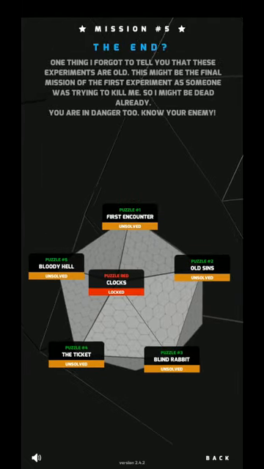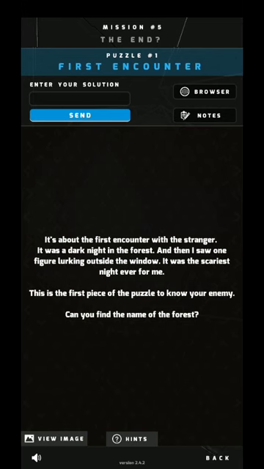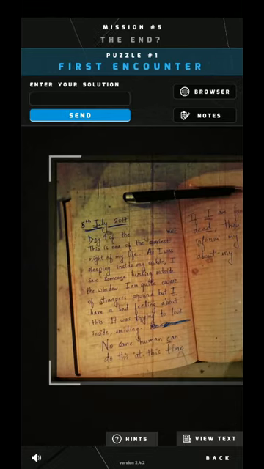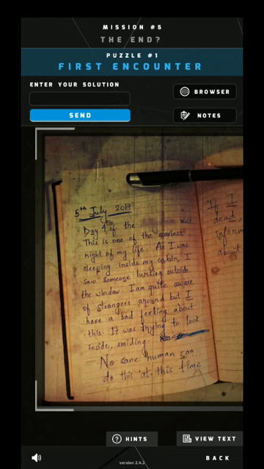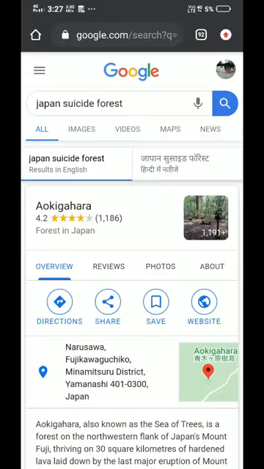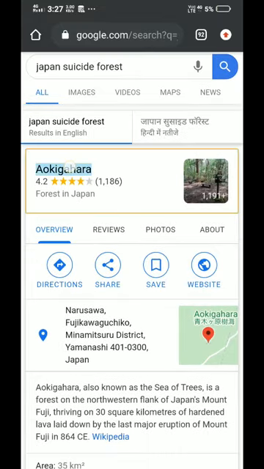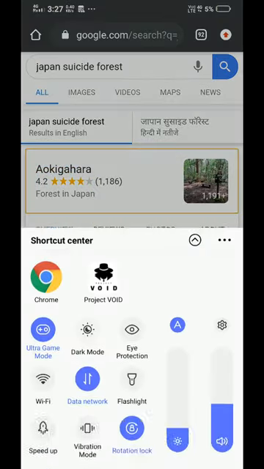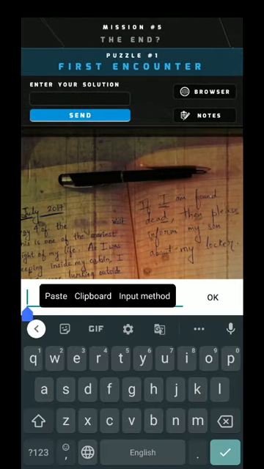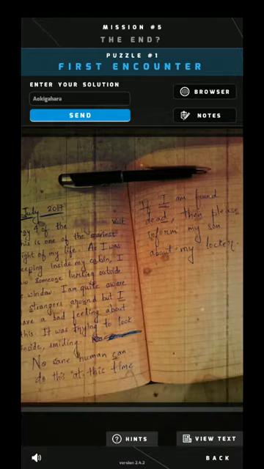So the first one is a little easy, go through it. We find the name of the forest. If you look at the image carefully, there are certain things underlined. The first is J, this is A, and then a P, so it becomes Japan suicide. If you go to Google and search for Japan suicide forest, you get the name as Aokigahara or whatever. So the answer to this is Aokigahara.